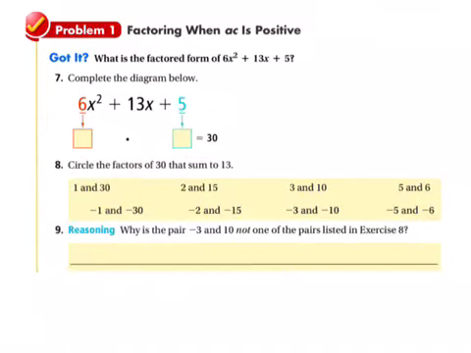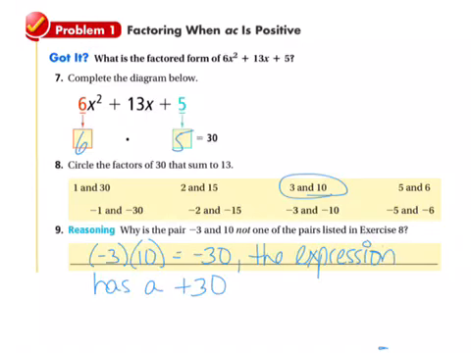When your leading coefficient is something other than 1, sometimes it's hard to determine what the factors are. One way to do that is to look at the first term's coefficient, in this case 6, and the last term, in this case 5, and multiply them together. You get 30. So now we want to look at the factors of 30 that sum to 13. Do you know why the pair negative 3 and 10 are not one of the pairs listed in exercise 8? Because negative 3 times 10 would be negative 30, and we need a positive 30.